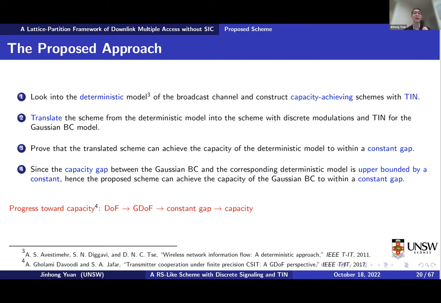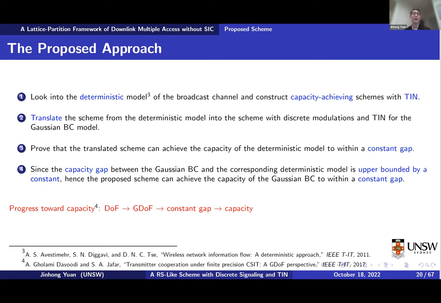Second, we translate the scheme from the deterministic model into a scheme that uses discrete modulation and treats interference as noise for the Gaussian broadcast channel model. Third, we prove that this translated scheme can achieve the capacity of the deterministic channel model within a constant gap. That means the translated scheme has a gap to the capacity of the deterministic channel model, but that gap is bounded by a particular constant value.